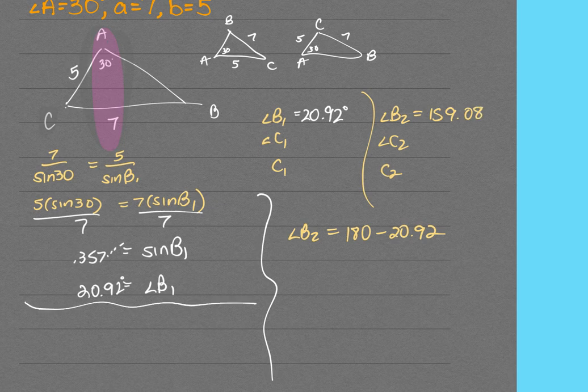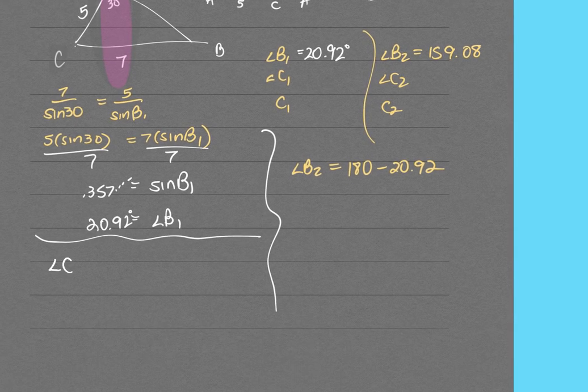Now I go back to the first triangle. Next thing I want to find is angle C1, and I do 180 minus the 30 I was given at the beginning, minus the B1 I just found. And I get 129.08. You could have subtracted them, right? Yeah, that's what I did. Oh, yeah, sorry. That's okay.